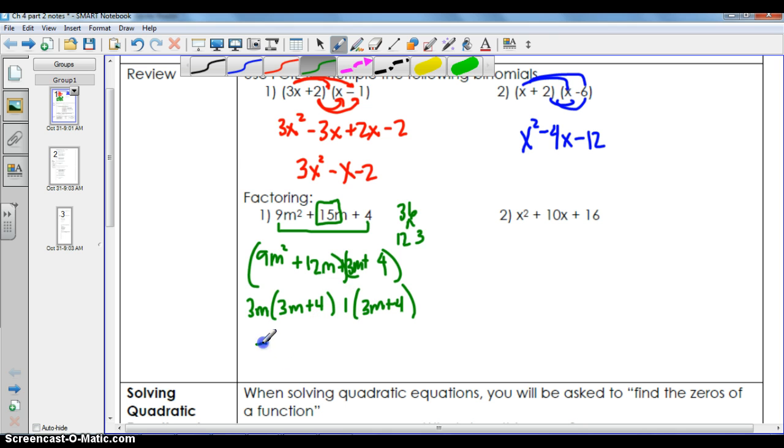And put those greatest common factors together, 3m and the 1. And then what they have in common. So 3m plus 4. And that's it.